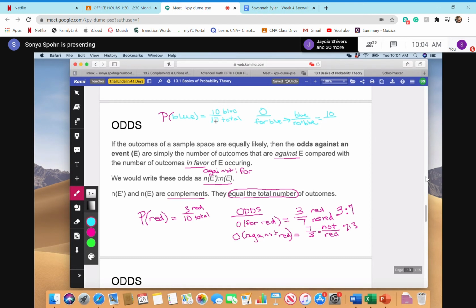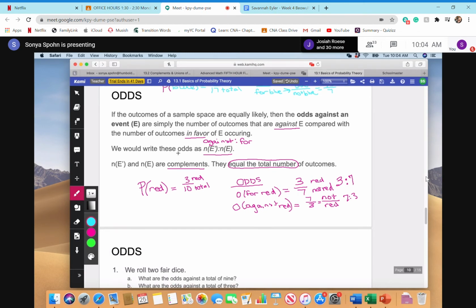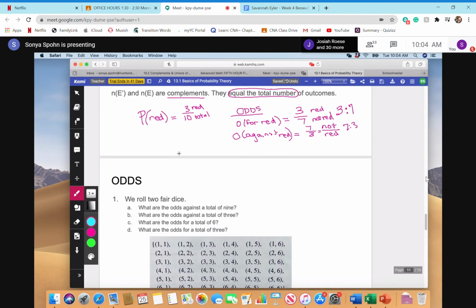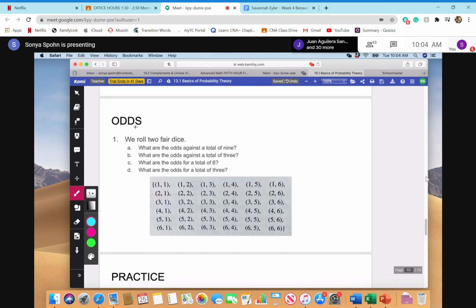How many are not blue? 7 of them. Okay, so 10 to 7 would be the odds for blue. And then against blue would be 7 over 10. Okay, so maybe we'll practice some more here. Okay, I understand that a little bit better now.